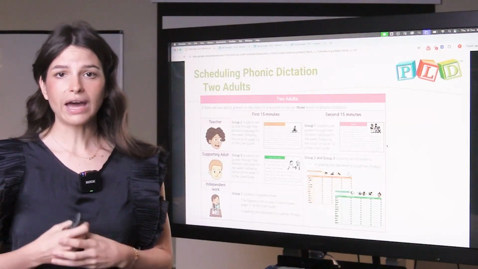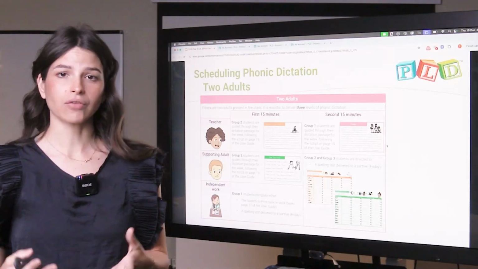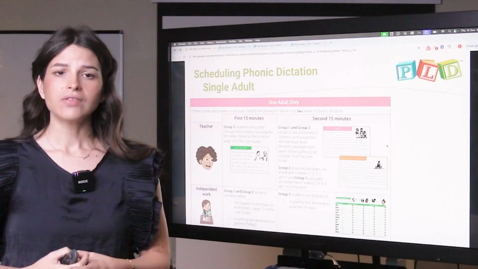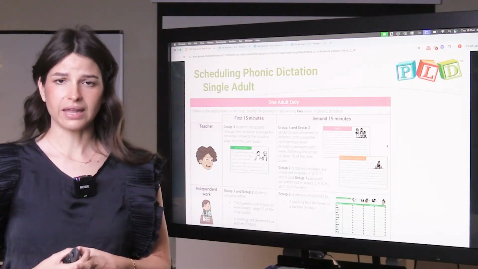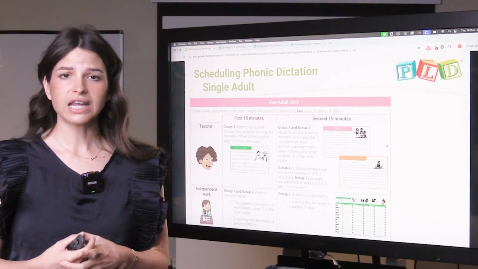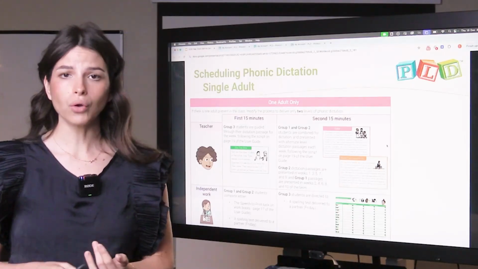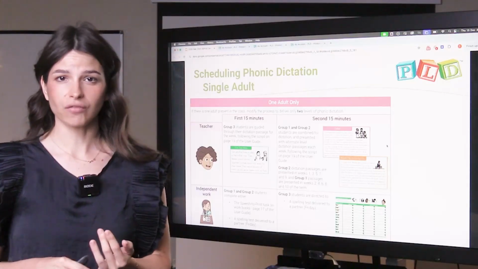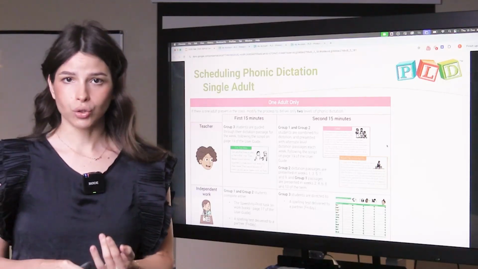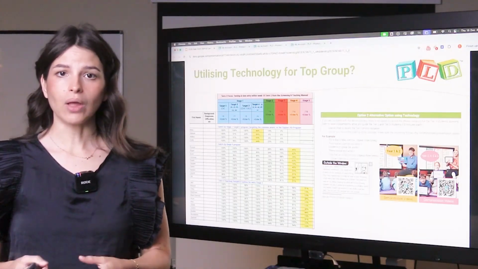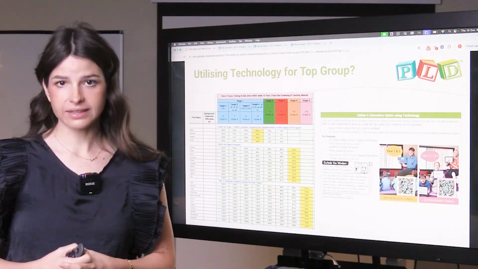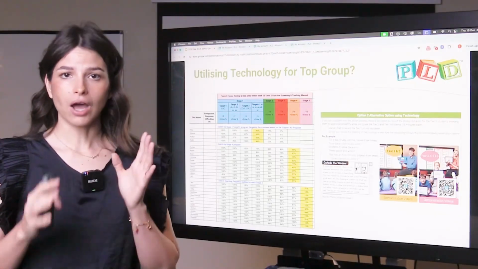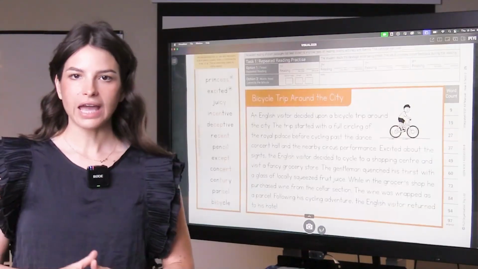So if you have 2 adults, it becomes quite simple to accommodate to 3 teaching groups. But if you only have 1 teacher in the classroom, then you need to decide how you might accommodate to that. Commonly, we suggest either using technology where you record yourself completing the dictation in the same way you would complete your dictation in front of your students, or you merge 2 groups together. For my example, I've got my top group completing the dictation with technology while I work with my other 2 groups. So let's have a look at an example.